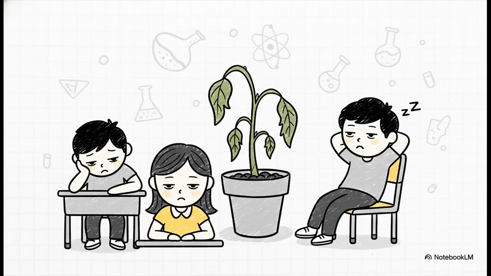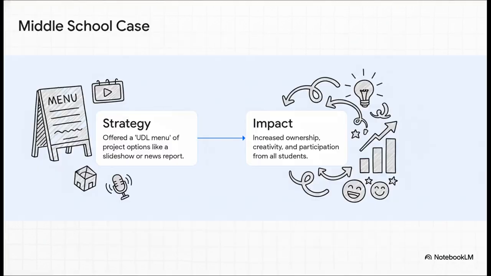Okay, next up, let's fast forward to 7th grade science. There was a teacher who was really struggling to get her students invested in a unit on ecosystems. Sound familiar? So her solution was a choice board for the big final project. Instead of one standard assignment for everyone, students could pick: make a slideshow, build a diorama, or even record a funny news report about their ecosystem.